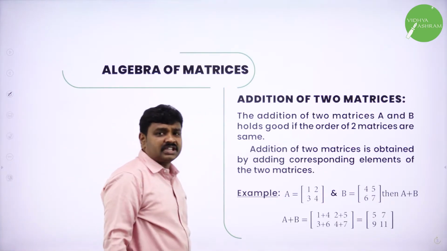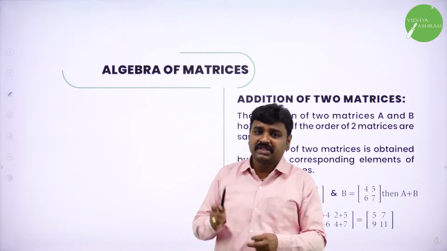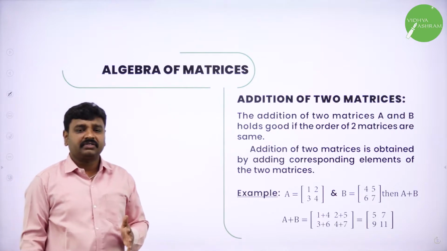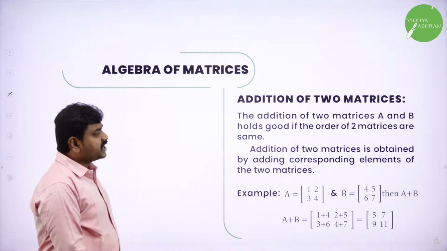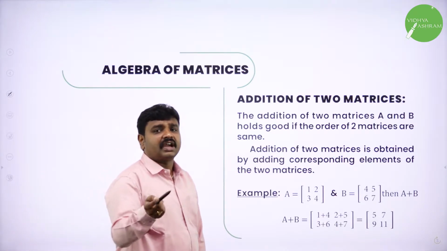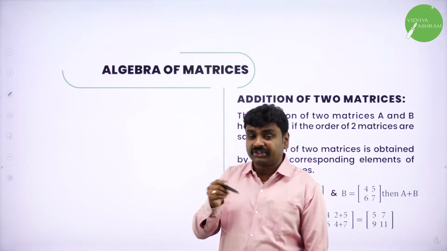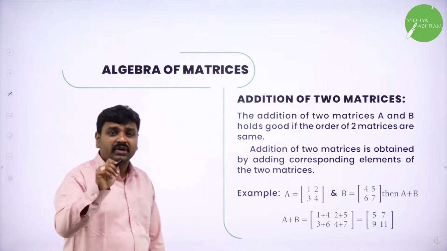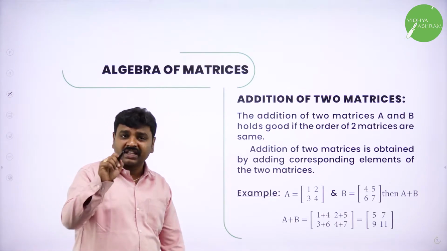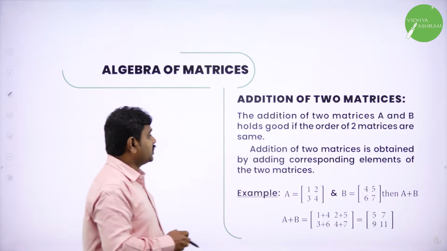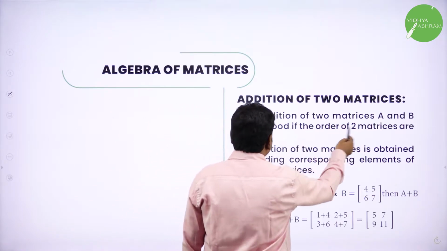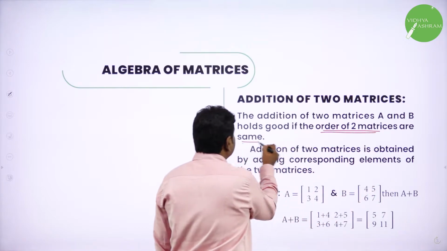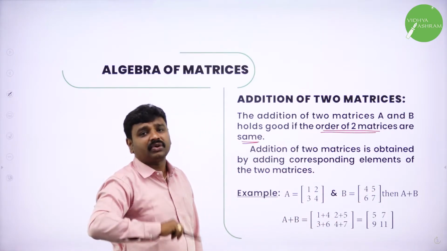Then, algebra of matrices. Algebra means what? Addition, subtraction, multiplication, scalar multiplication. 5 cases we will see. Addition of two matrices. When can we add two matrices? First, to add, we should see what is the condition it should satisfy. Two matrices you can add if and only if they have same order. See here, the addition of two matrices A and B holds good if the order of two matrices are same. If they are having same order, then you can add.